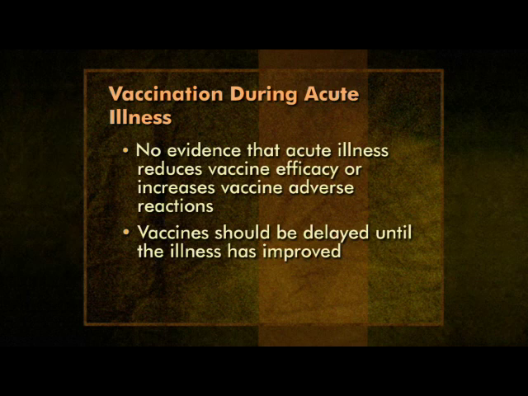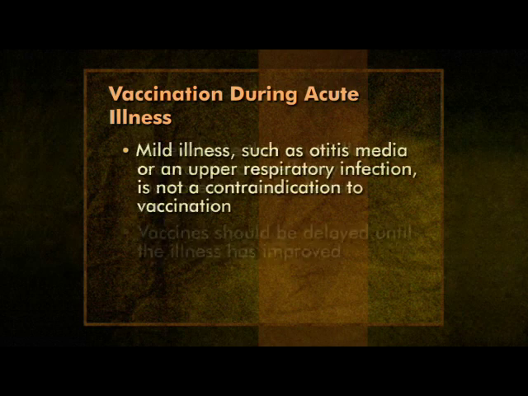There is no evidence that acute illness reduces vaccine efficacy or increases vaccine adverse reactions. But with moderate or severe acute illness, vaccines should be delayed until the illness has improved. This avoids confusing a symptom of the illness, such as fever, with a vaccine adverse reaction or vice versa. Mild illness, such as otitis media or an upper respiratory infection, is not a contraindication to vaccination, nor is taking antibiotics a reason to withhold a vaccine in a person who is otherwise not very sick.